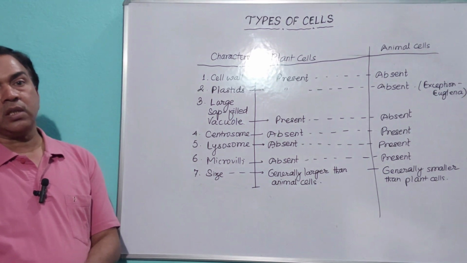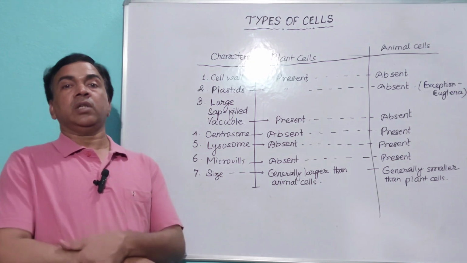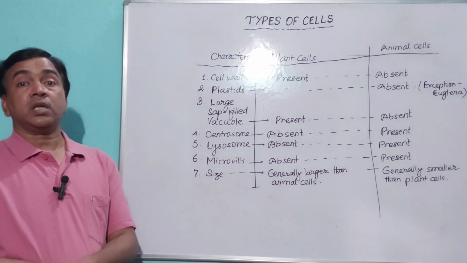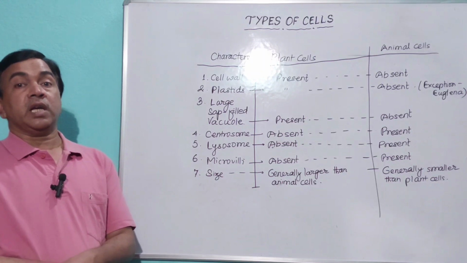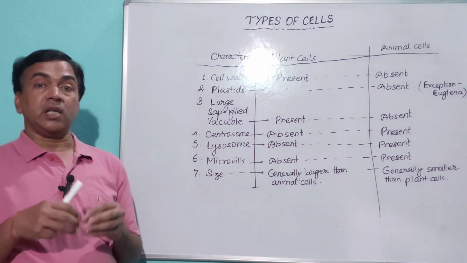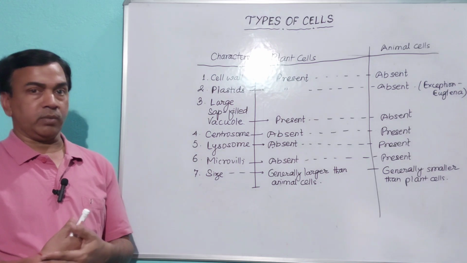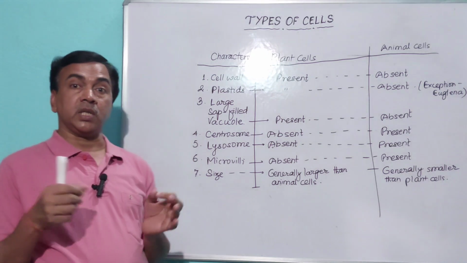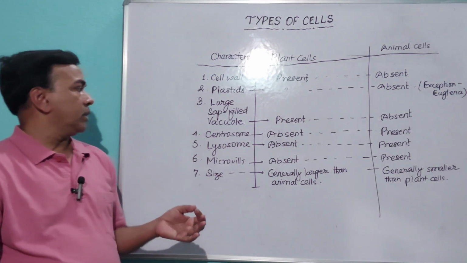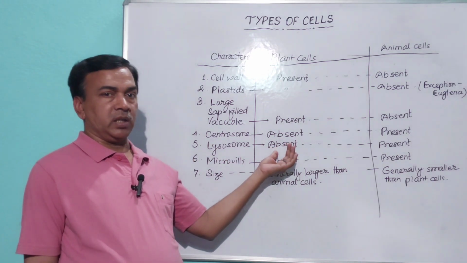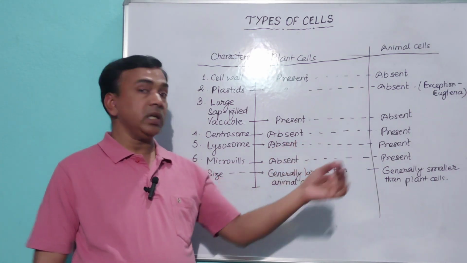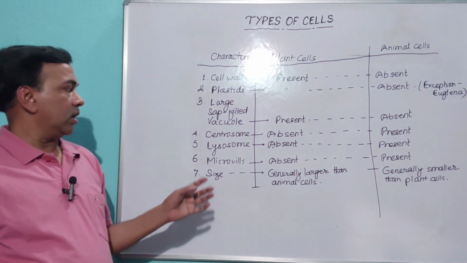The next one is lysosome. Lysosome is a single membrane bound vesicle which contains hydrolytic enzymes. The enzymes present in lysosome can digest almost all types of organic compounds present in the cell. So, lysosome is absent in plant cell. It is present in animal cells.